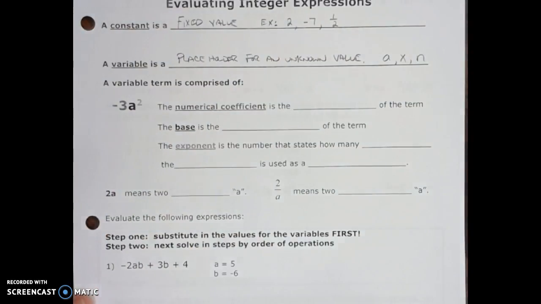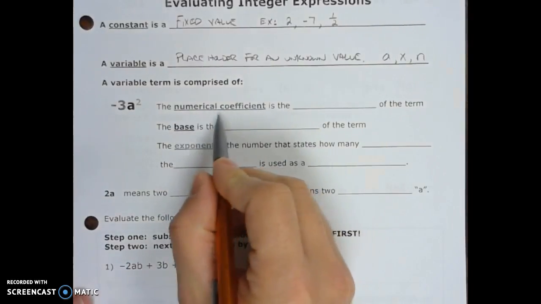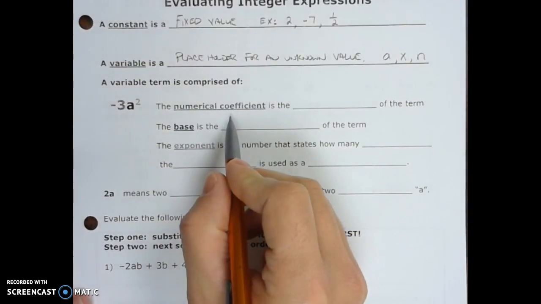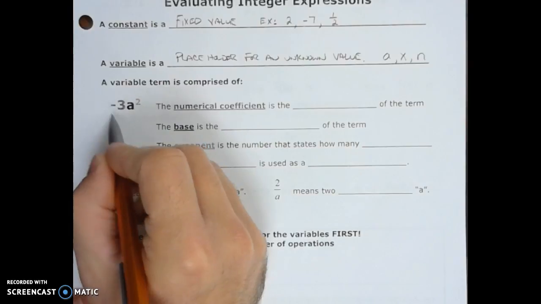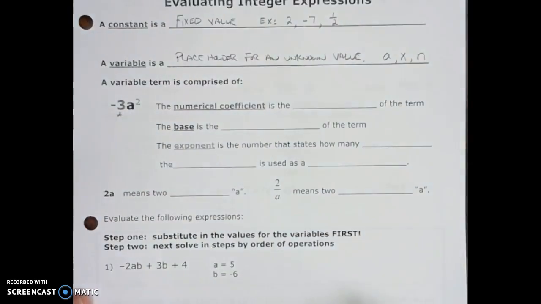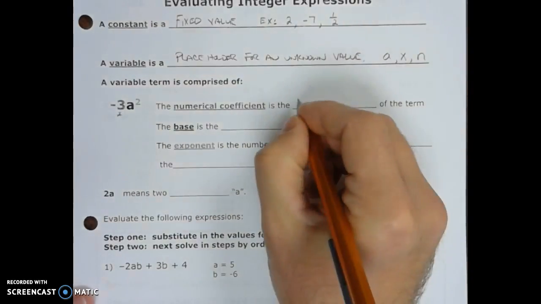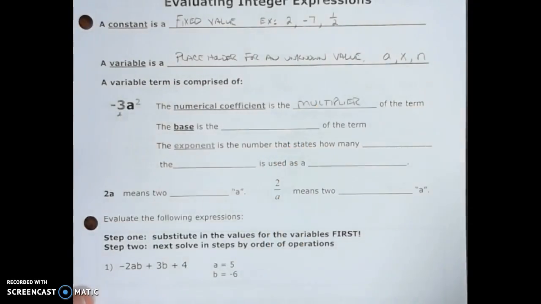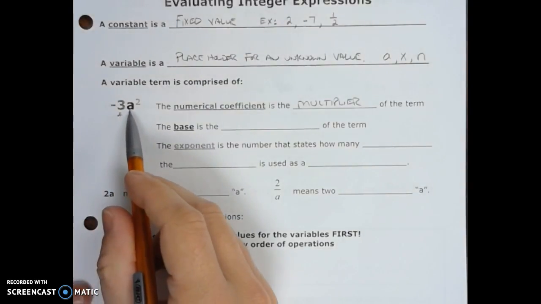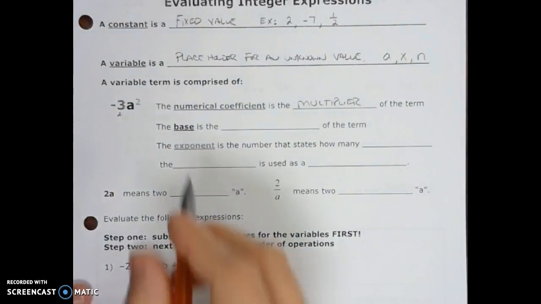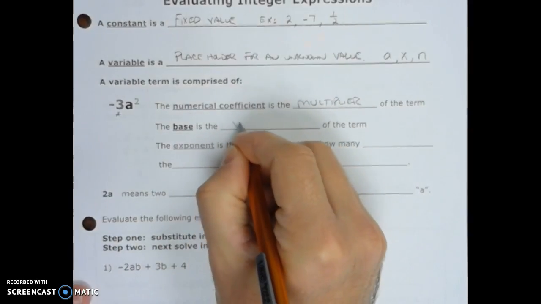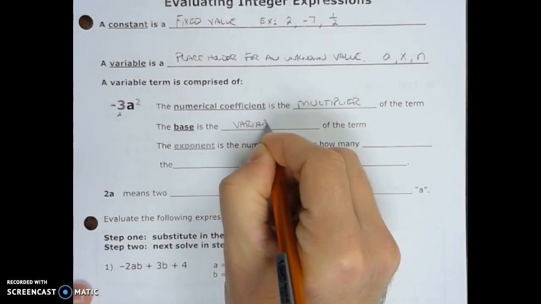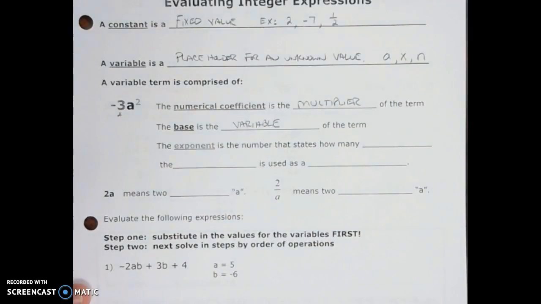There are different parts of a variable term. The first is called the numerical coefficient. The numerical coefficient in this case is this -3. The numerical coefficient is the multiplier of the term. -3 is multiplying a to the second power. The base in this example is the variable a.